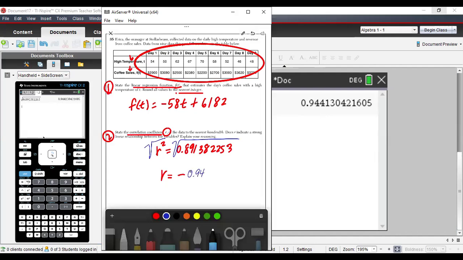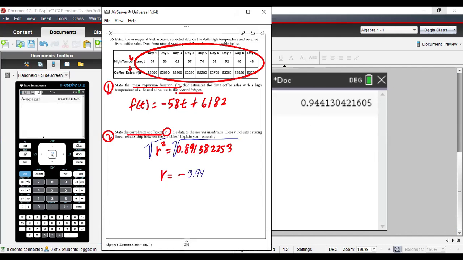Now, the last thing I need to do is state what the relationship is. This relationship between the temperature and coffee sales is a strong negative correlation between the temperature and the coffee sales.